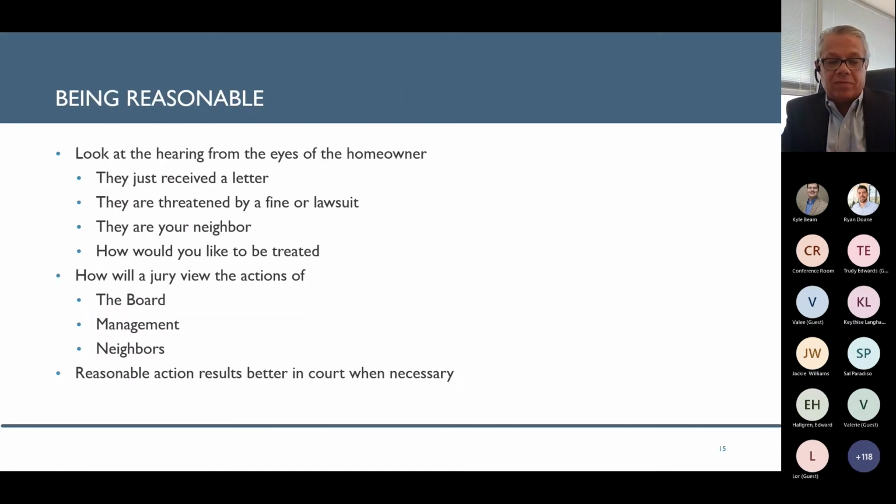The thing we try to stress a lot is to be reasonable. A lot of times emotions can get in the way of these decisions on really anything, including ACC appeals, ACC denials, ACC approvals. And we always ask boards to try to be reasonable, look at it from the owner's view. They want to put in their pool and they think, I'm just going to send this letter in and it's going to get approved. And all of a sudden they get a letter back, and that letter may be a denial. It may be a threat of a fine or a lawsuit if they proceed. So keep in mind that these people are your neighbors, and how would you like to be treated if you're in that situation?